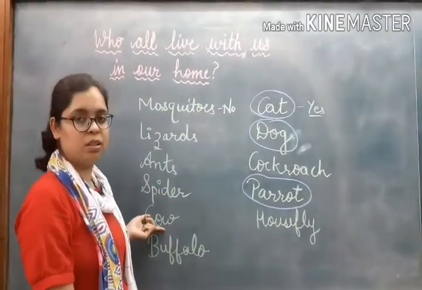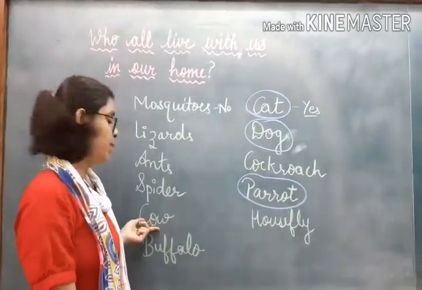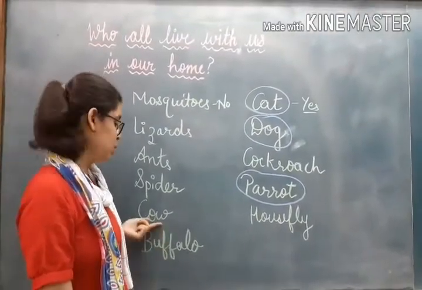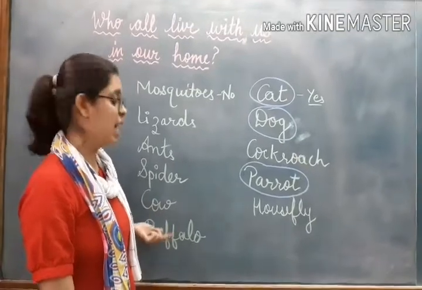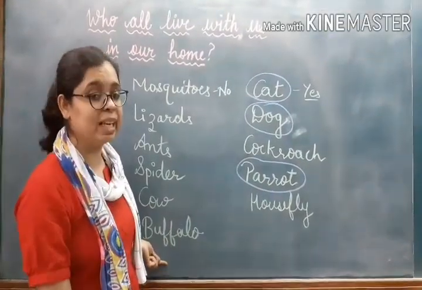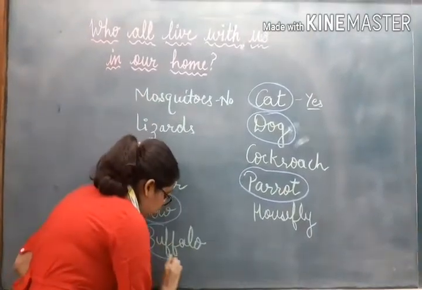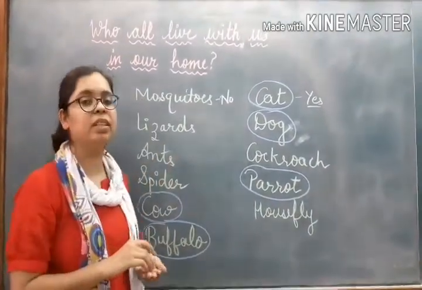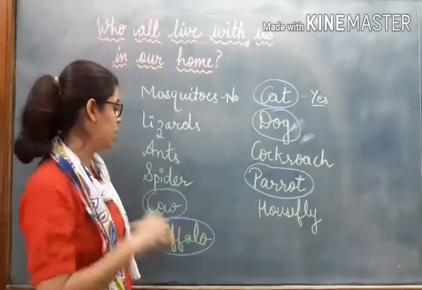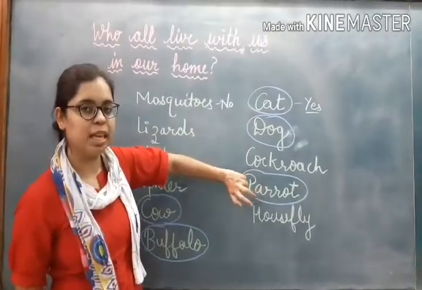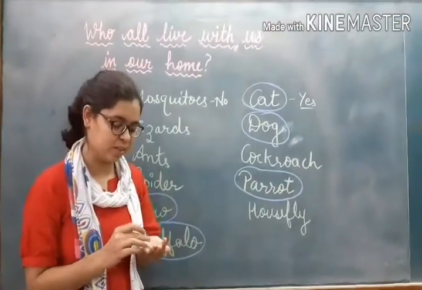Cow, you must have seen some animals where you can see a cow or a buffalo, and you know these are domestic animals and these animals give us milk, so we need them for the milk. That's why we want them to live with us in our family. So these animals which I have circled are those animals which we want to live with us.